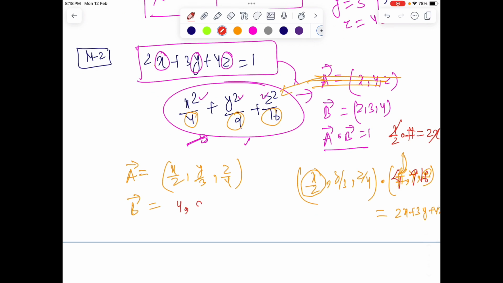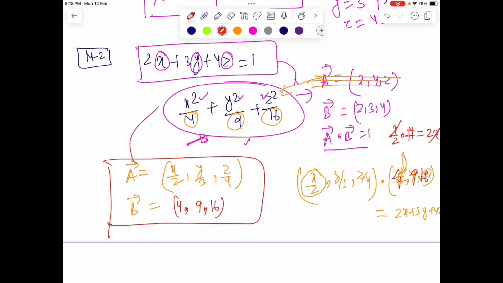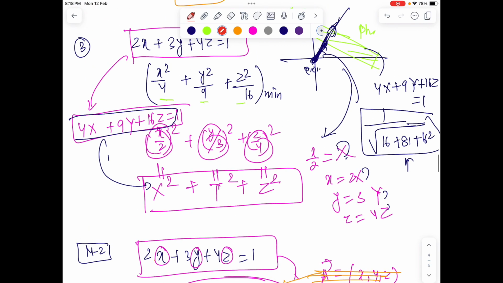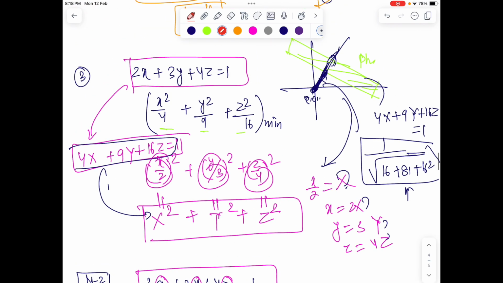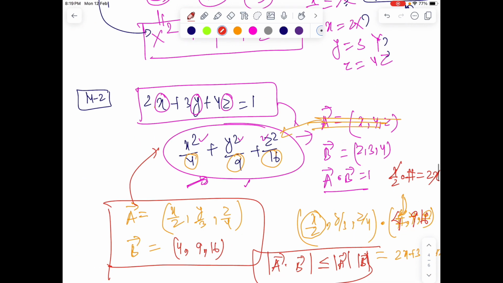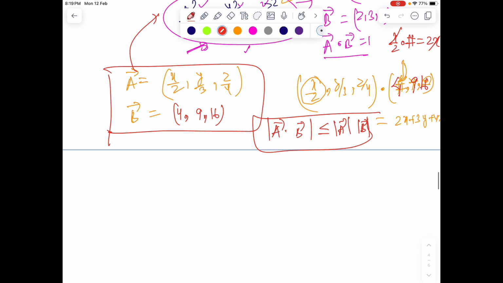Okay, so that gives you a thought what to bring there, right? And second must be 9, you can easily check, third must be 16. So it's 4, 9, 16. So the other selection of vectors would be 4, 9, 16. Now once you know A, B, directly the problem is solved in the same way, because A dot B is less than mod A into mod B. You can clearly see 4, 9, 16 was something which was already coming here, right? So method 1 and method 2 are definitely correlated.